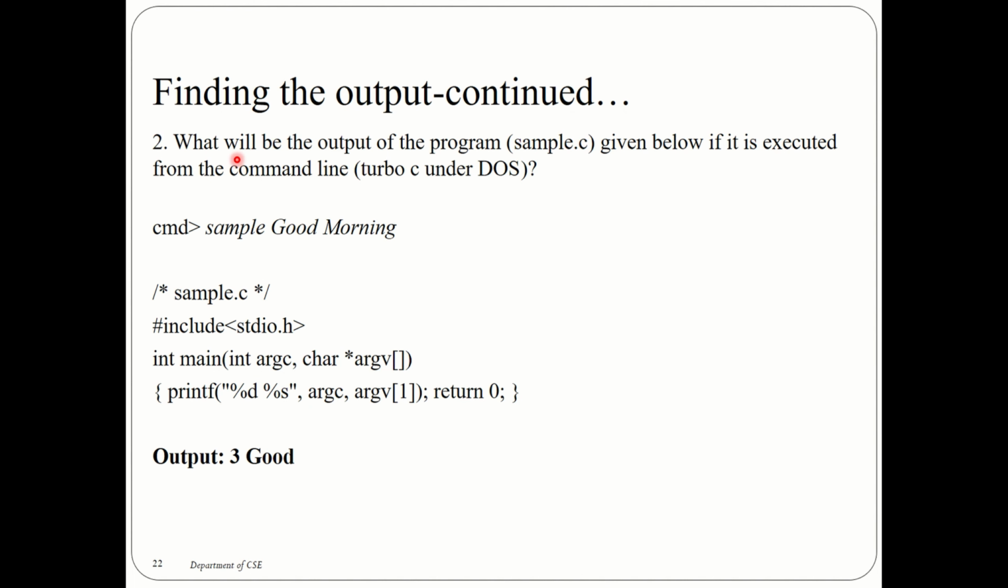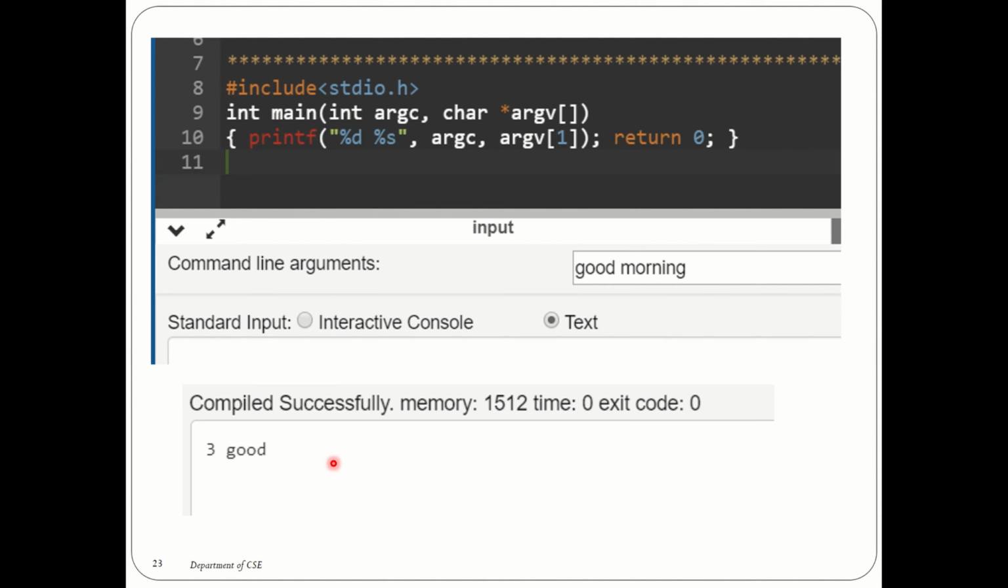Now the second question is, what will be the output of the program sample.c given below if it is executed? Here also you are asked to print argc and argv of 1. So this is your argv of 0, argv of 1, argv of 2. So you have argc as 3 and your arg1 as good. So there is a space. So the argv will be printed as good, not good morning. So that's the only thing which you have to understand.